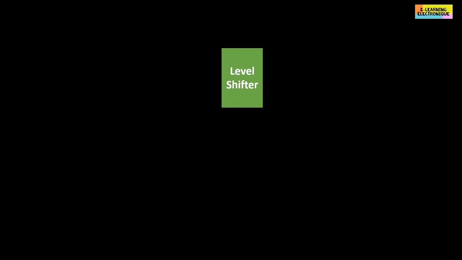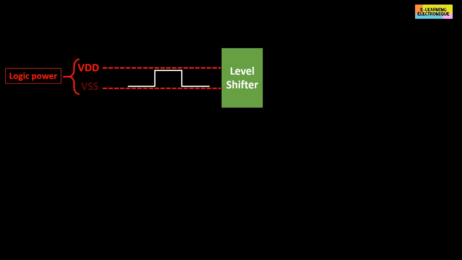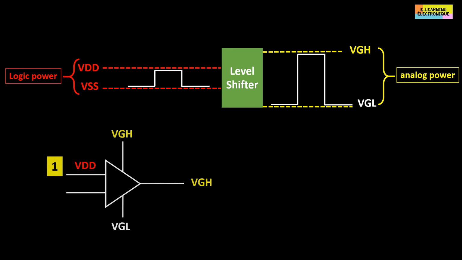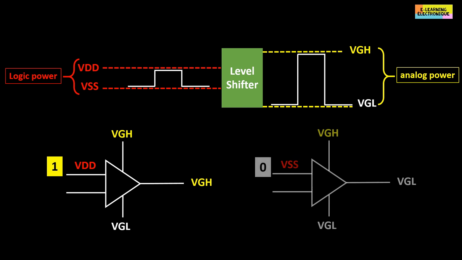The level shifter can be located both before and inside the gate driver. Here it will allow to transform the digital signal VDD and VSS into VGH and VGL. If the output of the logic circuit is at a high level or 1, it is translated to VGH. If the output is at a low level or 0, it is translated into VGL.